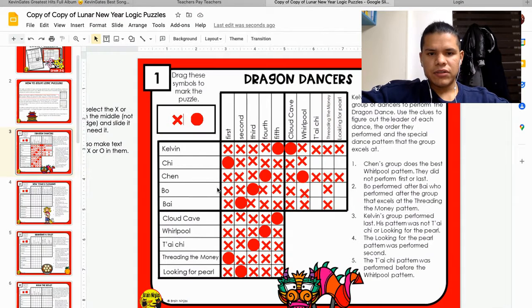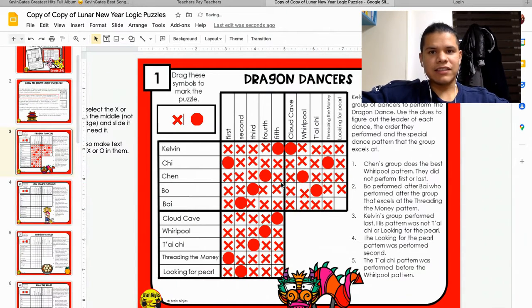Now we just need to match who did what over here. So we have Kelvin, looks like it's already matched. We have Chai, who went first, and it matches threading the money. So let's put the dot right there for threading the money. Let's close out the rest of this. Okay. Now, then we have Chen, who went fourth and had whirlpool. Whirlpool matches over here. That looks good. Then we had Bo, who went third, and that matches Tai Chi. So let's put our dot where it is true. We'll draw an X where it is false.